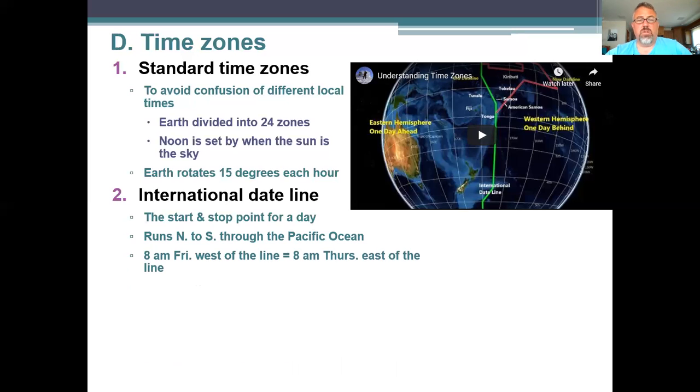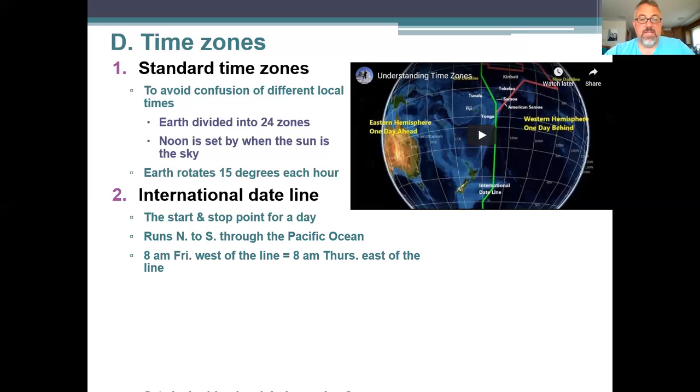And so it runs north to south. On the west side of the line, over here where it says Tonga, it would be, let's say, 8 a.m. Friday. On the east side of the line, it would be 8 a.m. Thursday. And so you have two days going. What I'd like you to do is stop here and watch Understanding Time Zones. I'll give you a couple minutes.